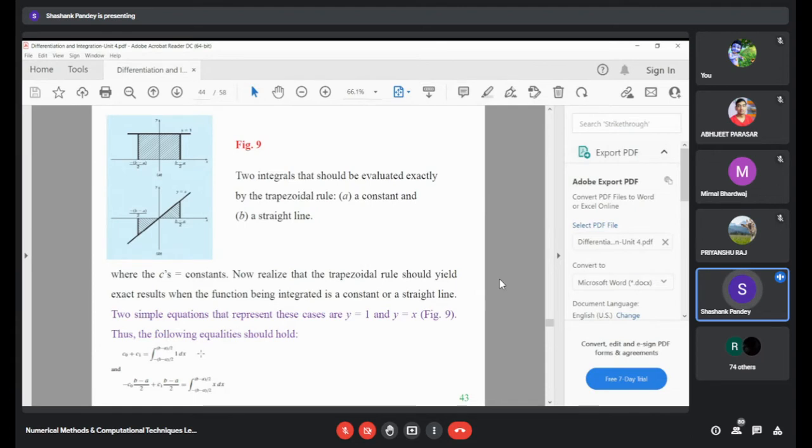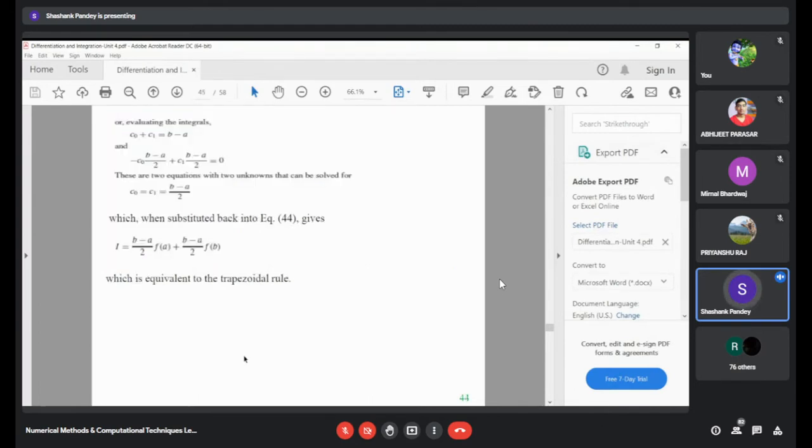However, consider the case y equal to x. Again using equation number 44, the value of the function at the point minus (b minus a)/2 is the same as y equal to x, and at x equal to (b minus a)/2, the value of the function is also (b minus a)/2. So we have substituted the value of the function in equation number 44 and equated it to the integral from minus (b minus a)/2 to (b minus a)/2 of x dx, taking the limits.